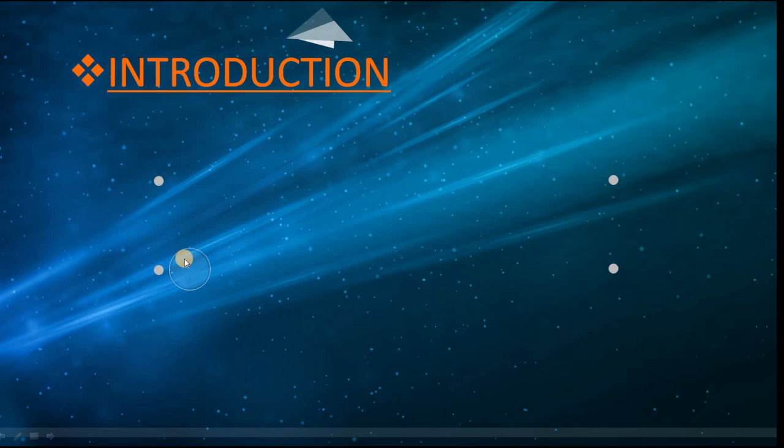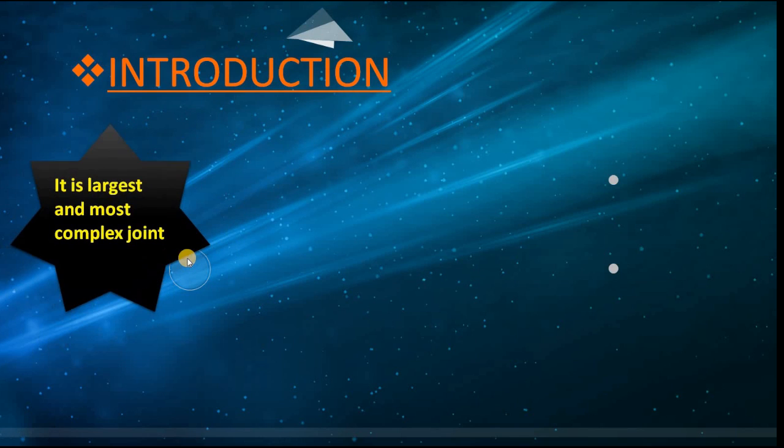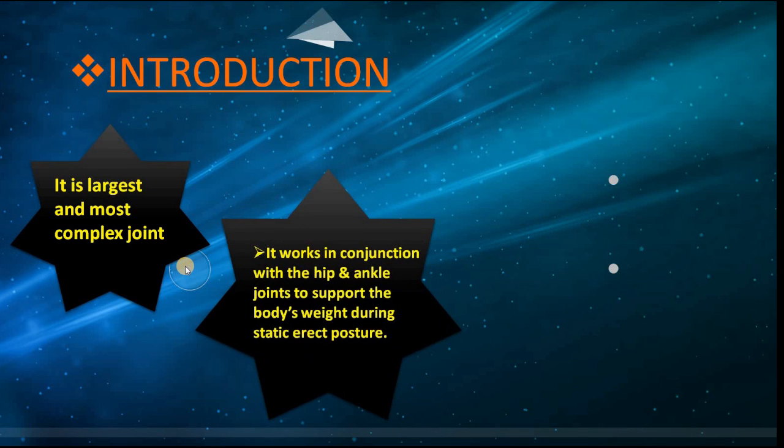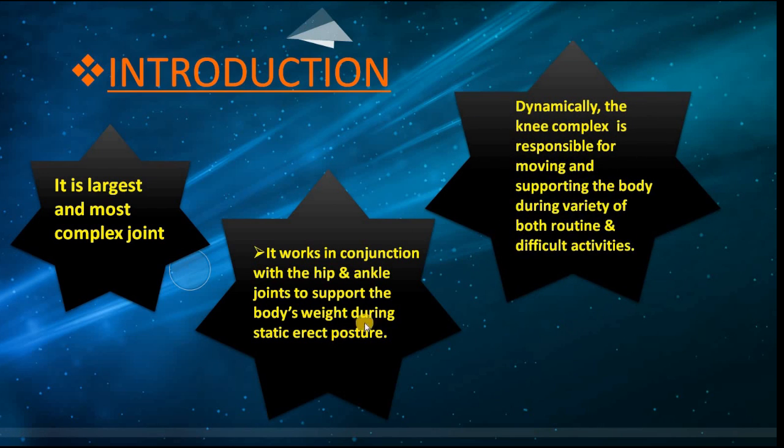So the first is introduction. So the knee joint is the largest and the most complex joint in our body. It works in conjugation with the hip and the ankle joints to support body weight during static erect posture, and dynamically the knee complex is responsible for moving and supporting the body during a variety of both routine and difficult activities. So we can say that the knee joint is the most important joint in our body.